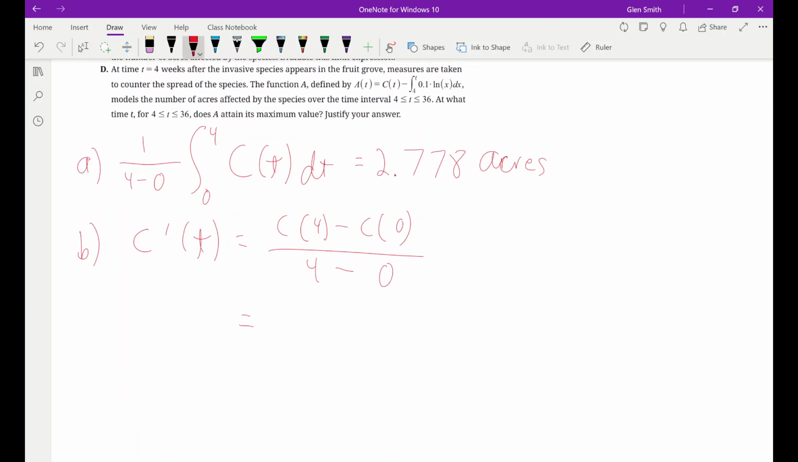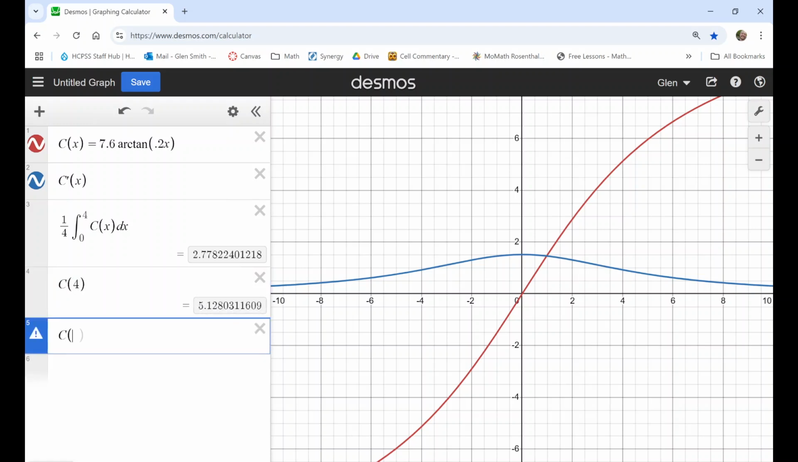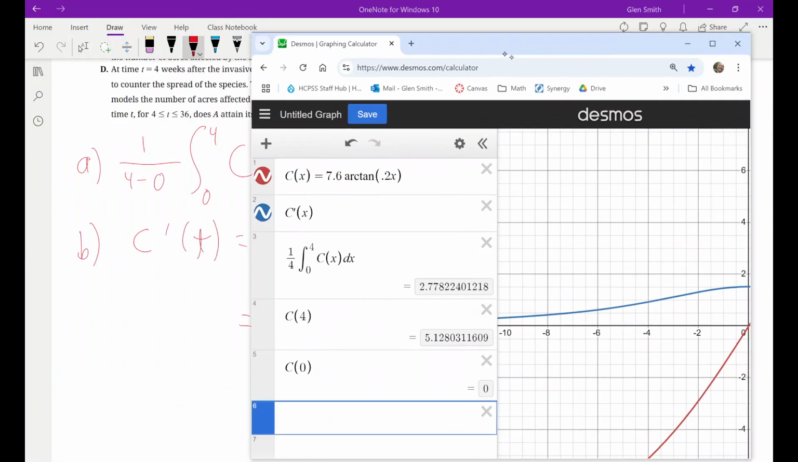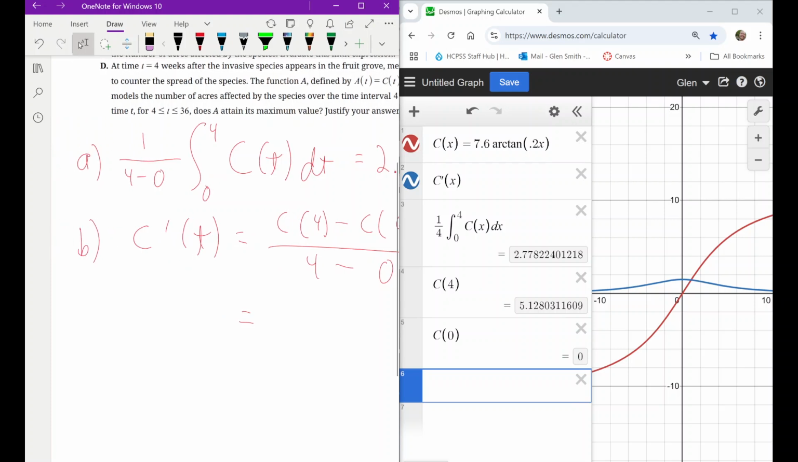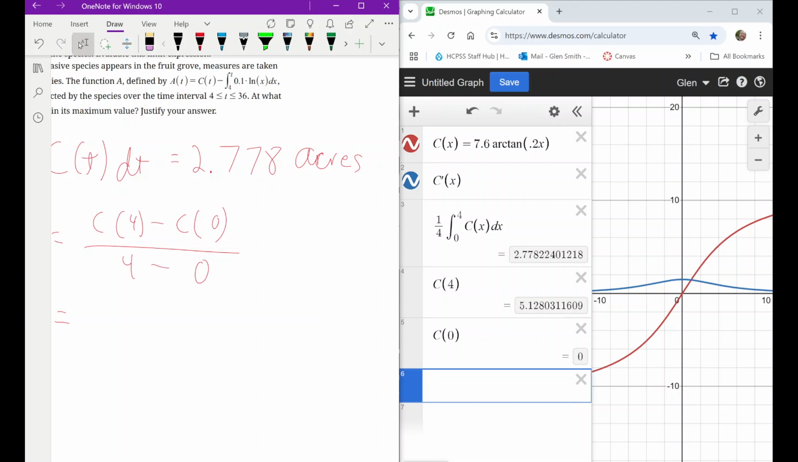So again, I'm going to go ahead and use Desmos for this, and I'd probably write a little more on my paper in terms of what I'm finding here, but I need to know what C of 4 is, I need to know what C of 0 is, and I need to set that equal to C prime, which I've already graphed. So I'd probably write these numbers out on my paper if I were doing this, just so they know I know what I'm doing. So C of 4 is 5.128. And I wouldn't re-round that because I need my final answer to be accurate to 3 places.